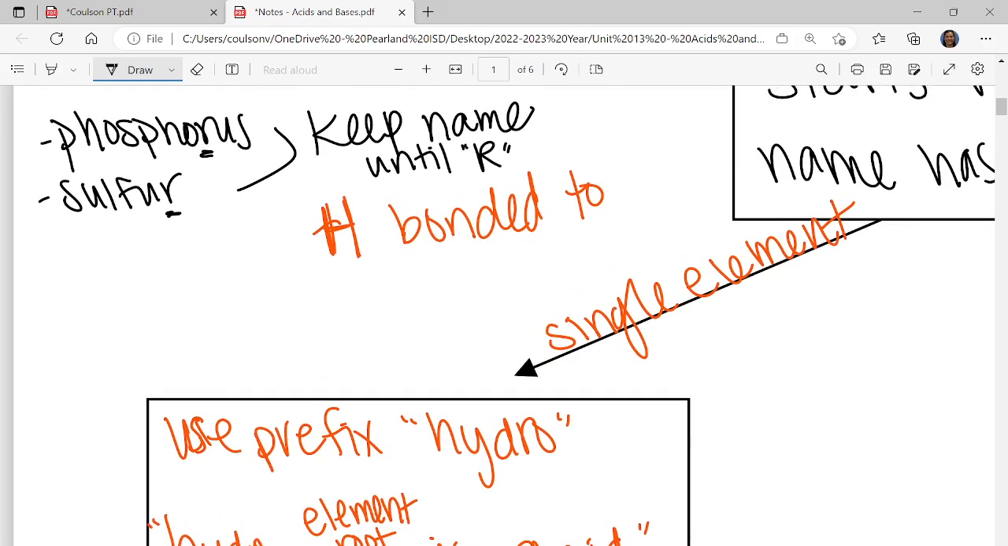So if you had, for example, hydrogen bonded to phosphorus, you would call it hydrophosphoric acid instead of just calling it hydrophosphic acid. Same thing with hydrogen bonded to sulfur, it would be called hydrosulfuric acid, not hydrosulfic acid.